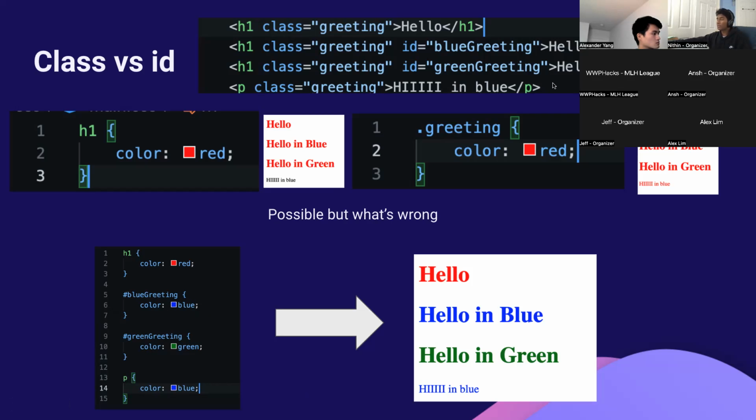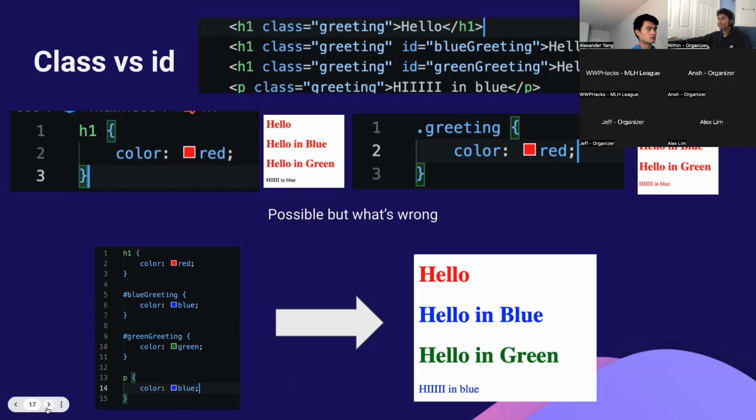However, if I have another P tag and I say hi in red, then this wouldn't work. I would have to use the IDs again. So this is just class versus ID. This is just a normal, standard way to both organize your code and also style it.